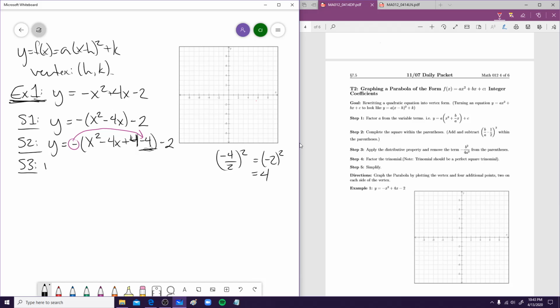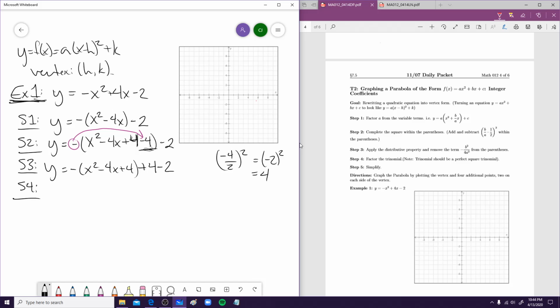And then what am I left with? I'm left with y is equal to negative x squared minus 4x plus 4. These stay in the parentheses because I did not distribute anything into them. Then I'm left with plus 4 minus 2. Okay, so now, step 4, we are going to factor this trinomial.